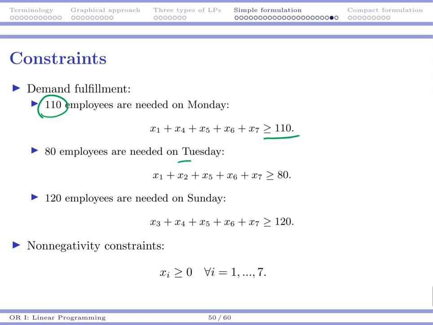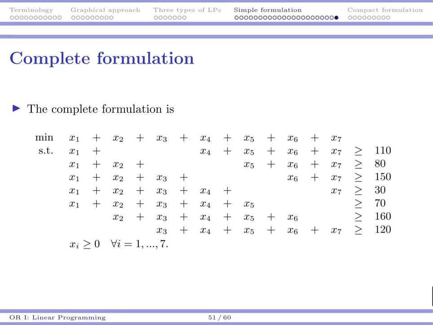And then, of course, for Tuesday, it's pretty much the same thing. If you start to work on Monday or Tuesday, you work on Tuesday. If you start to work on Wednesday or Thursday, you don't. And for the other 3, you do. So the sum of these 5 must be at least 80, and so on. You also have non-negativity constraints. So if you collect everything, this is your complete formulation.